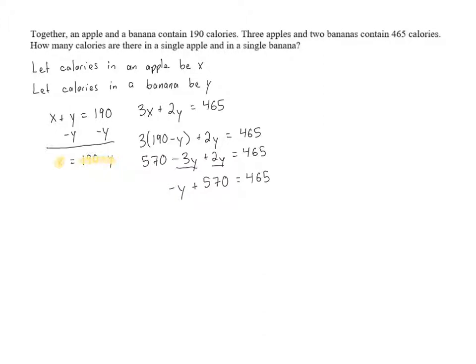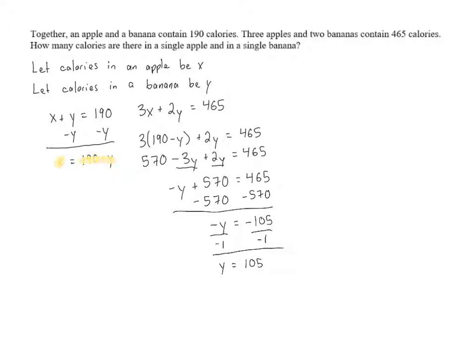To get rid of that constant term, we're going to subtract 570 from both sides of the equation. When we do that, we're left with the opposite of y equals negative 105. To get y alone, to make y positive, we can divide both sides by negative 1. This effectively changes the signs on both sides. That gives us a positive y equals positive 105. So we know the value for y. We need to figure out what x is.